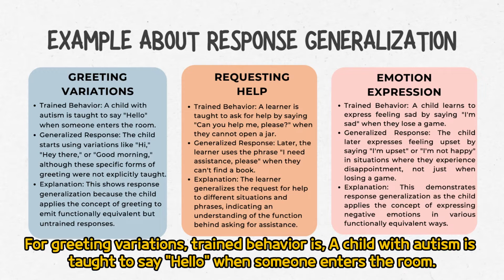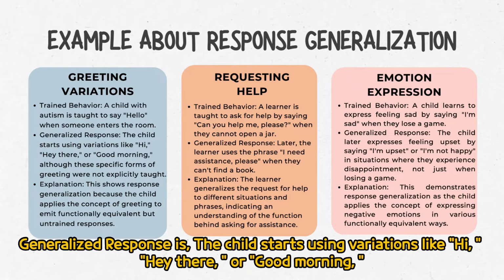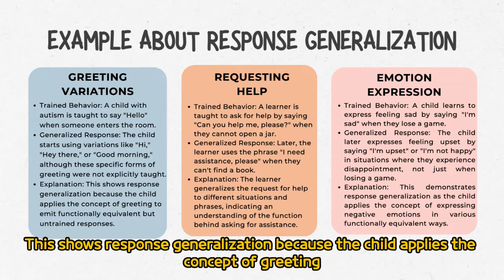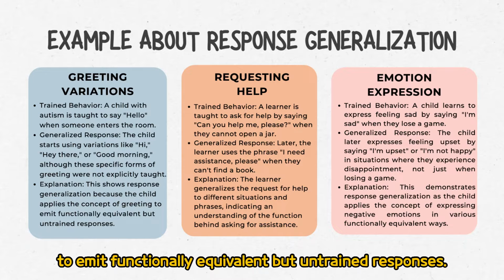For greeting variations, the trained behavior is: a child with autism is taught to say hello when someone enters the room. The generalized response is: the child starts using variations like hey, there, or good morning, although these specific forms of greeting were not explicitly taught. This shows response generalization because the child applies the concept of greeting to emit functionally equivalent but untrained responses.